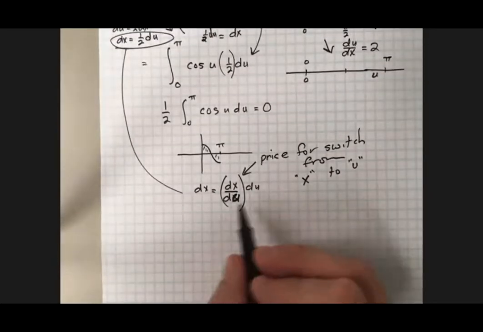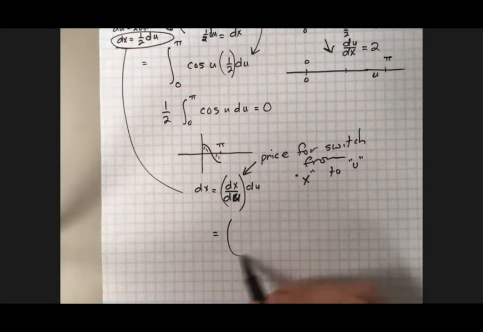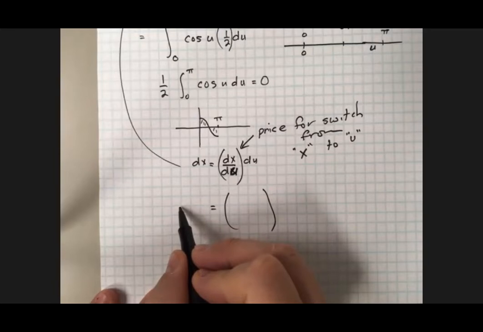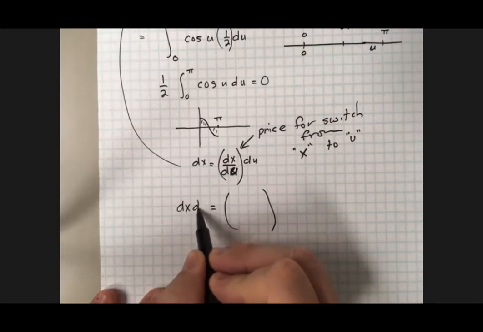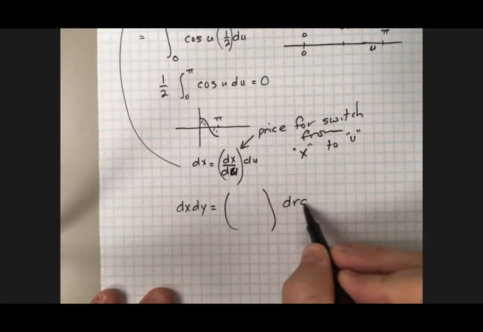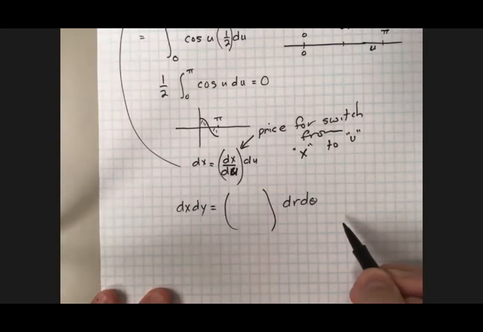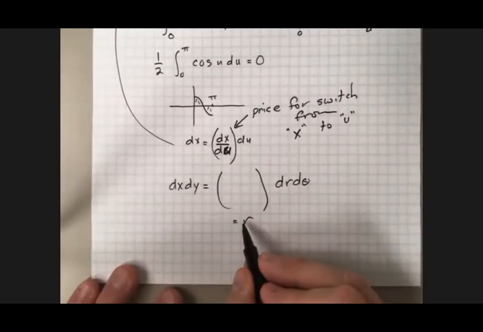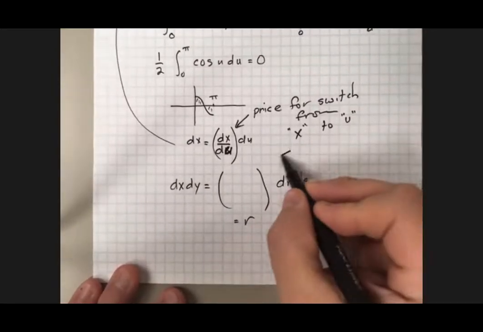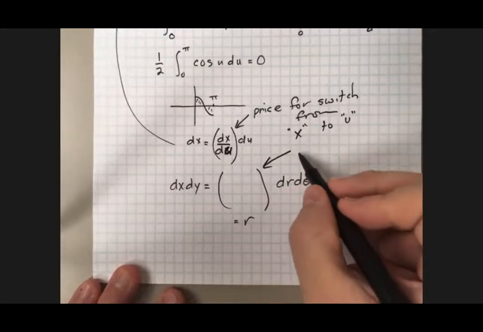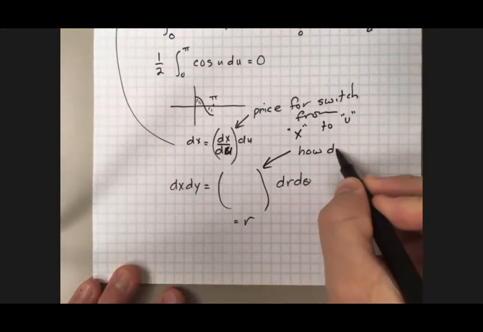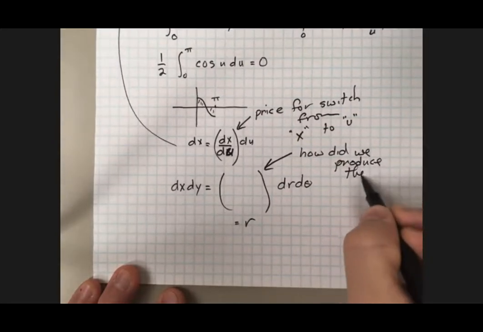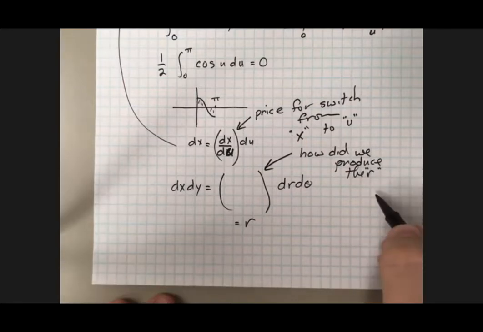So what we're interested in is, how do I describe that price of changing if I had more variables? What if I had dx dy and I wanted to change it to dr d theta? Well, we know that the cost is the r. I gave you a geometric argument for that r here. But could I describe how that r was produced? How did we produce the r?